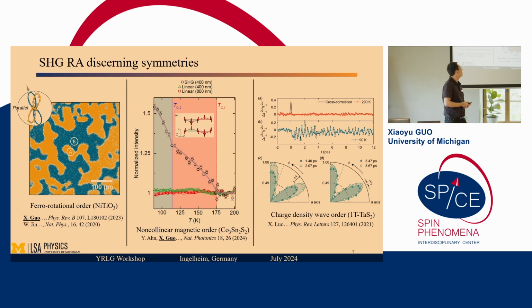So far, our group has been focusing on using this second harmonic generation technique to discern different symmetries in various long-range orders. For example, the ferrorotational order in nickel titanate, the non-collinear magnetic order in the kagome Weyl metal cobalt tin sulfide, and also the charge density wave order in the traditional CDW material 1T-TaS2. So let's see what is going to happen for chromium sulfur bromide.